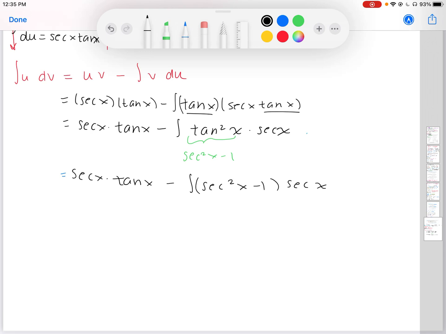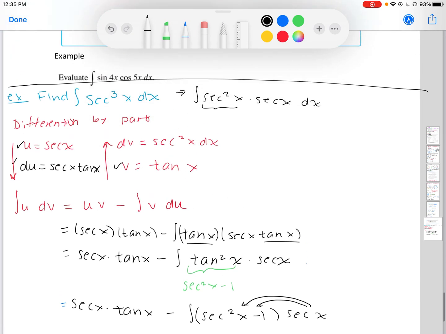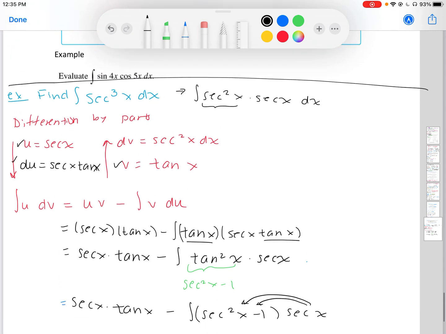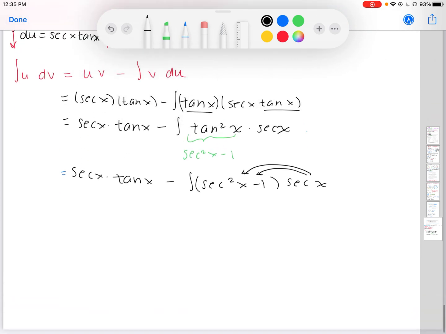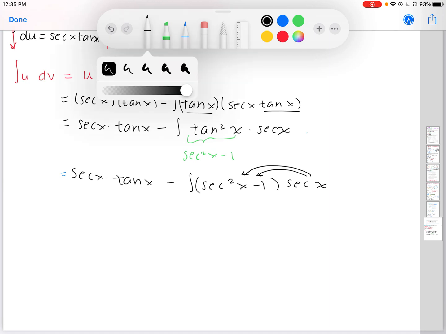All right, let's distribute our secants. Why are we doing this? Because we see that we're going to get secant cubed again, just like our initial one. So this integral is actually an integral that's going to keep you going in circles using integration by parts. So how do we undo that circle? Well, we can go ahead and break it up. So let me write this one more time.